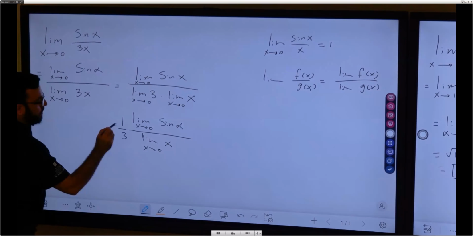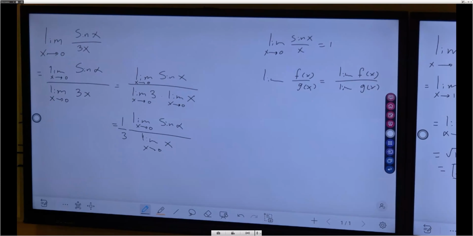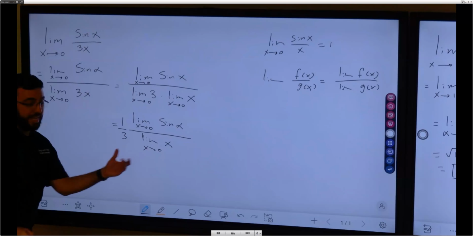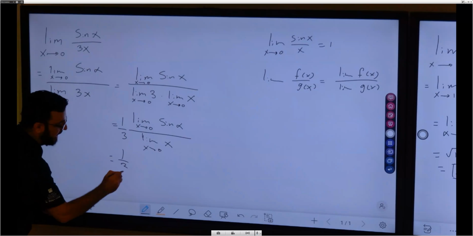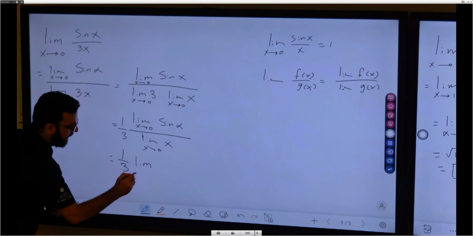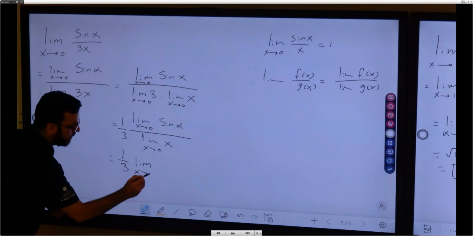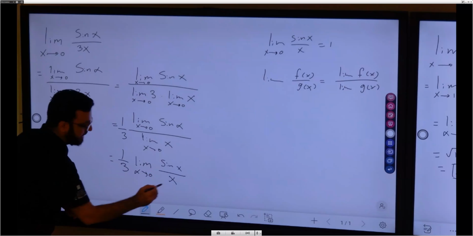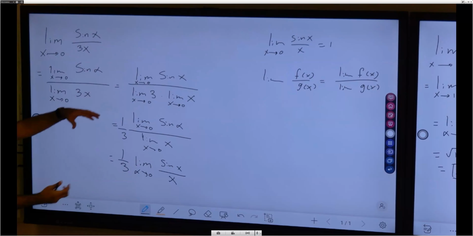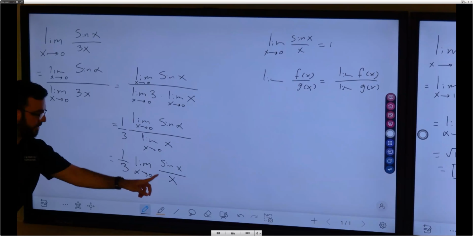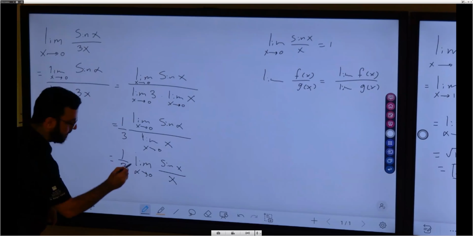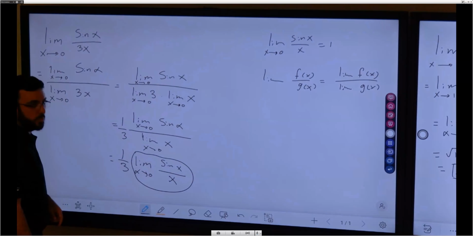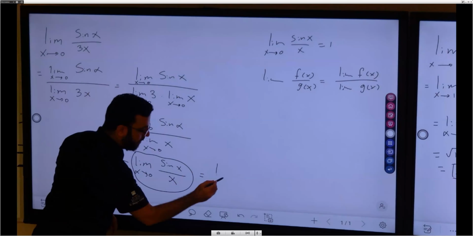Yes or no? You're multiplying 1/3. So now you can say it's 1 over 3 times the limit as x approaches 0 of sine x over x. Yes or no? We're going to bring this back. Sine x over x. Now how much is it here? That's 1. So it's 1 times 1/3. So the answer is 1/3.